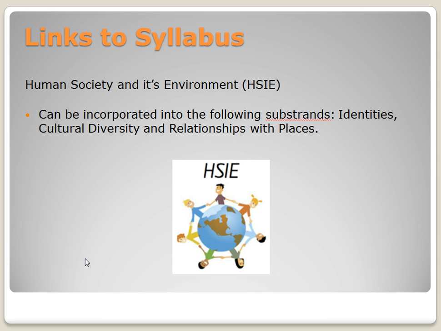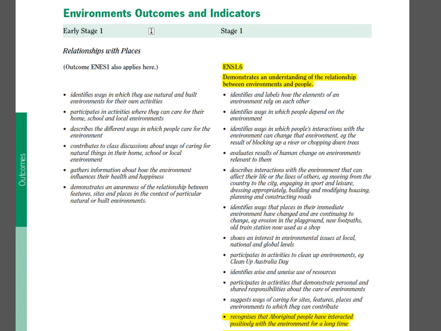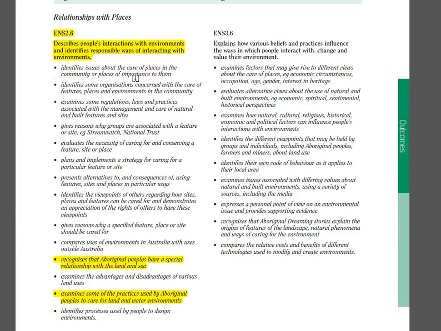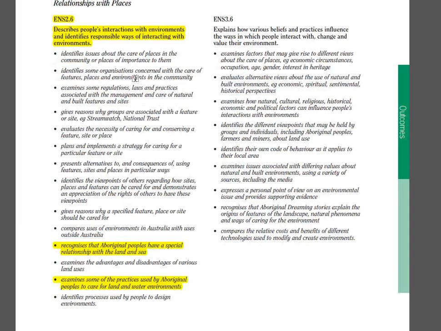This educational tool can be used within the HSIE syllabus in the substrands of identities, cultural diversity and relationships to places. It can be incorporated in several stage levels, but is probably most relevant to stages 1 or 2. An example of its use in the curriculum is through the following outcomes. ENS 1.6 demonstrates an understanding of the relationship between environments and people. ENS 2.6 describes people's interactions with environments and identifies responsible ways of interacting with environments.